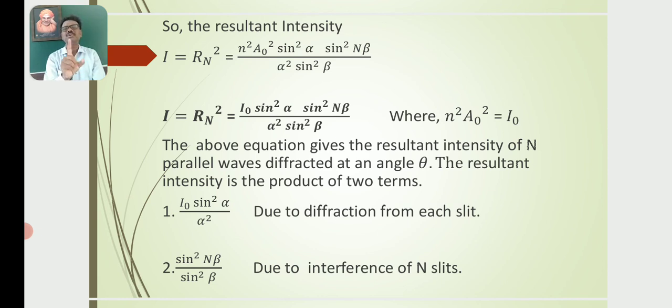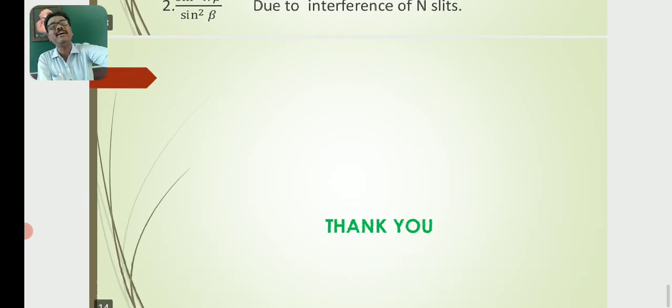So I is equal to Rn square is equal to I naught sin square alpha sin square n beta divided by alpha square sin square beta, the expression for intensity at any point on the screen due to the grating, the n number of slits, n parallel waves diffracted at an angle of theta.